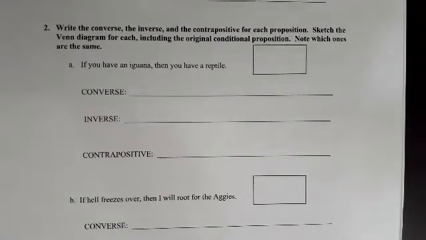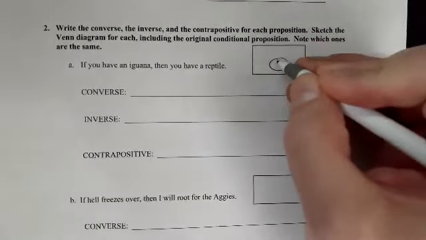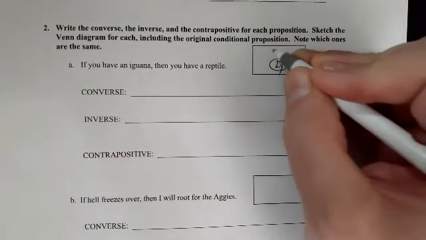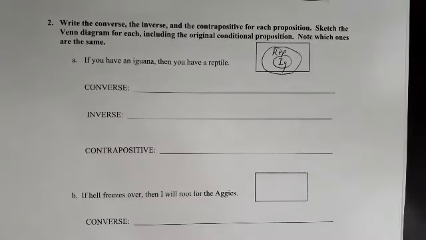So if you have an iguana, then you have a reptile. Your picture should look the same, like we've been doing. So iguana on the inside, reptile on the outside. And now we want to talk about the converse, inverse, and contrapositive. So we want to be able to write these things. And I believe we started talking about these towards the end of 1B, but I barely touched on them.